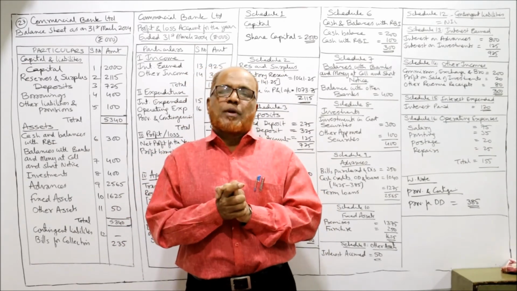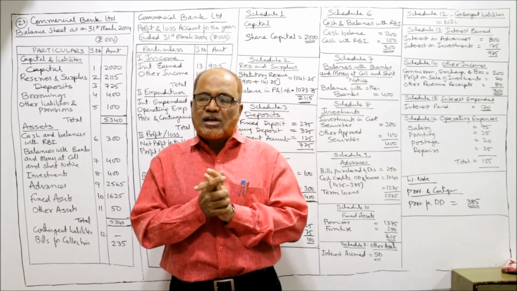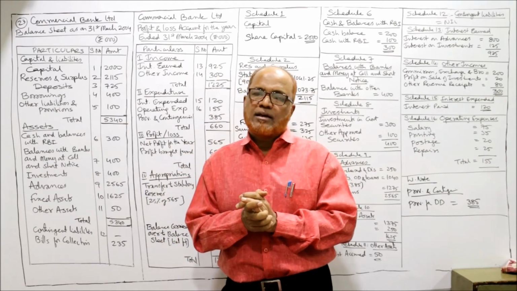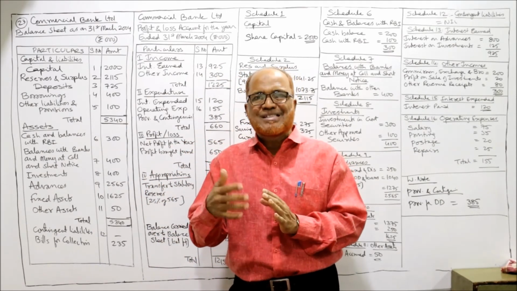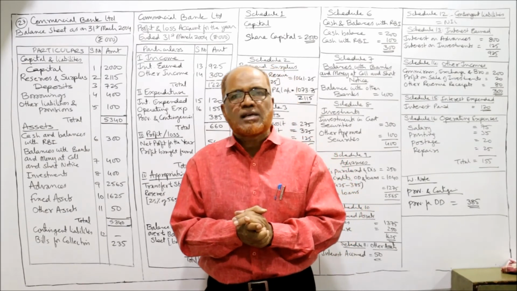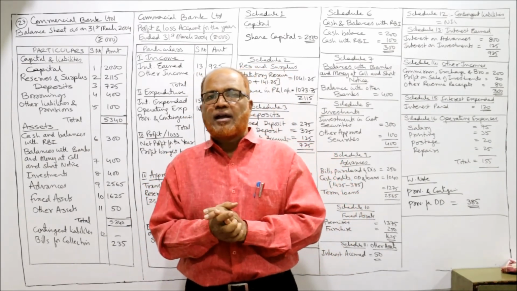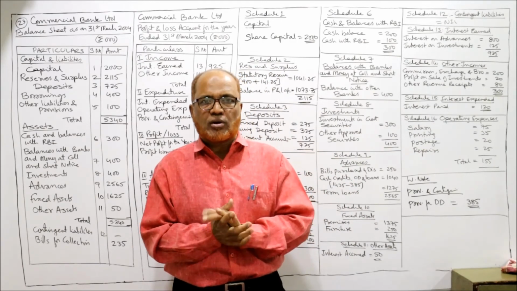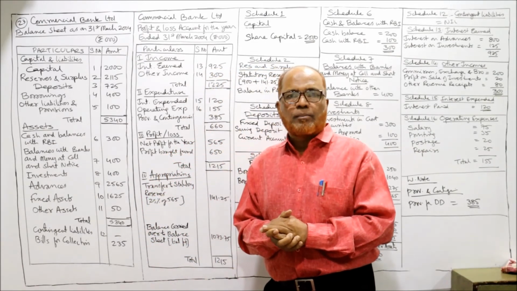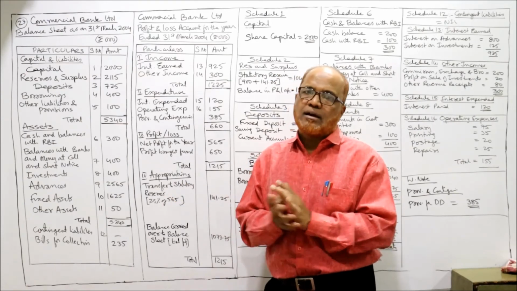So this is the last problem on profit and loss account and balance sheet of banking companies. Next problem onwards, miscellaneous, some 4 or 5 problems we'll do on miscellaneous problems regarding calculation of rebate on bills discounted and income recognition, etc. So that marks the end of the problems on banking companies.